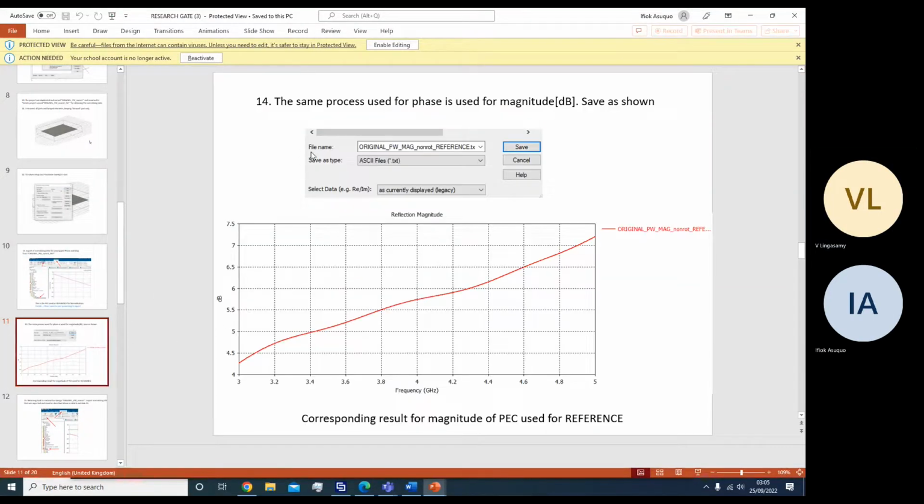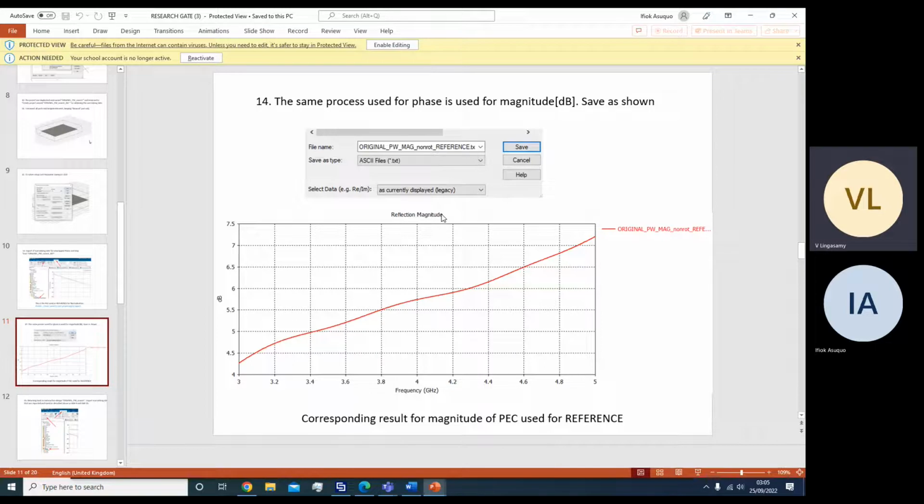Okay, look at one. See, this is PEC. So can you explain this result? This was the PEC, between 3 and 5 gigahertz. Then in dB, it was the reflection magnitude when only PEC was there. So this is the reflection magnitude or what? What magnitude is this, for the perfect electric conductor? What is the plot you are plotting here? Yeah, this is the reflection magnitude now.